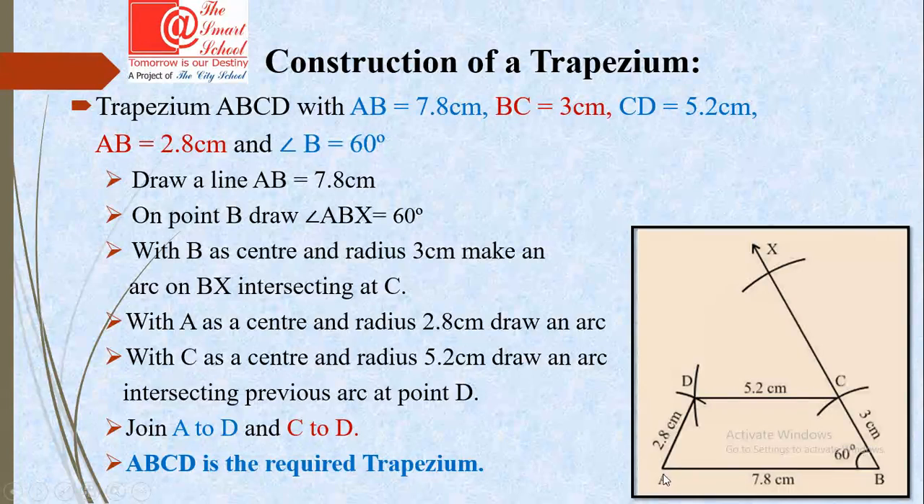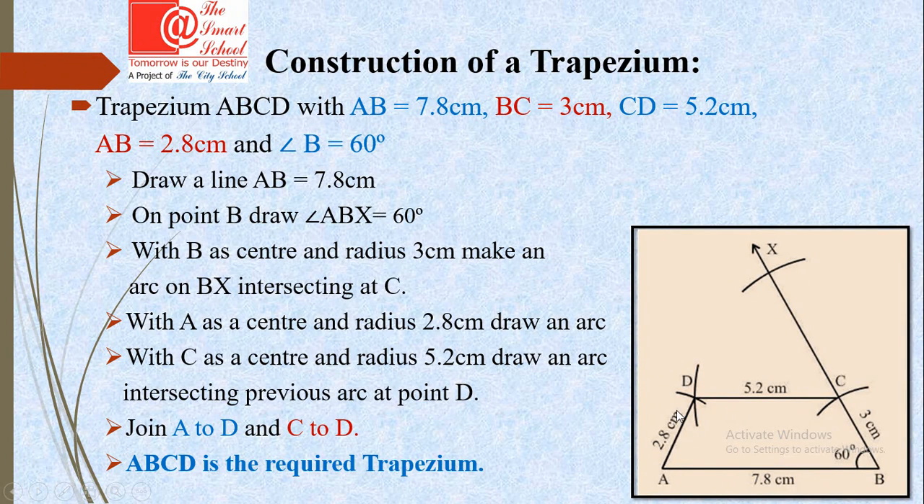Then from A, open 2.8 centimeter and make an arc. And from point C, make an arc with the length 5.2 centimeter, and this point we will call it D. Now join A to D, C to D and that's it. So this is your required trapezium.